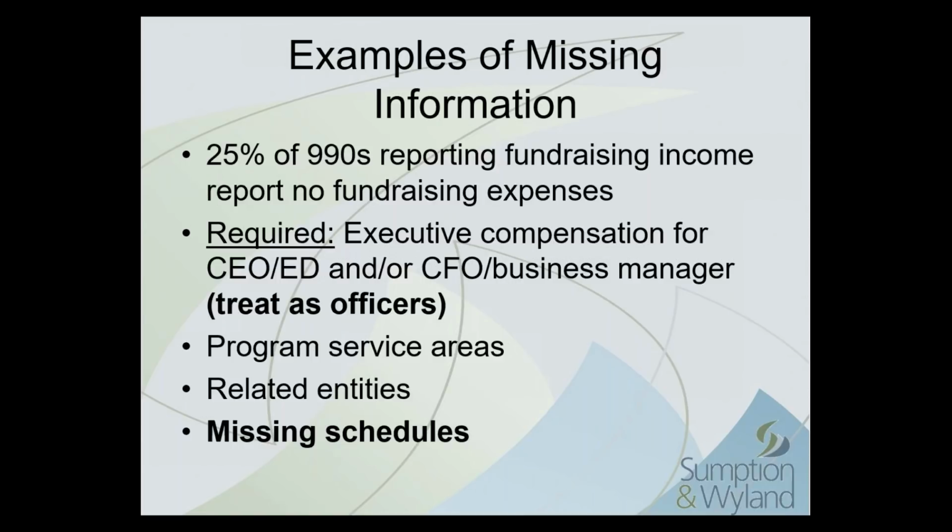How often an organization neglects to mention its related entities. "Oh yeah, well, we've got something, but that's separate from us." Well, it's not if you're sharing board members or if you're making loans or grants back and forth. If you're sharing assets or sharing income, sharing resources, sharing personnel, sharing officers, yeah, it needs to be there. And of course, missing schedules.